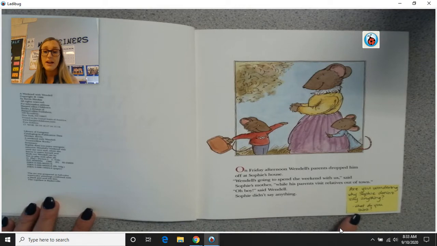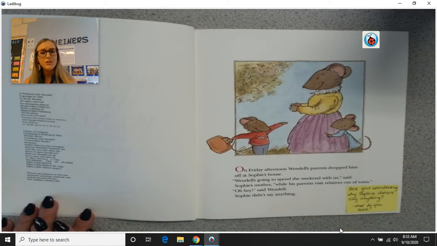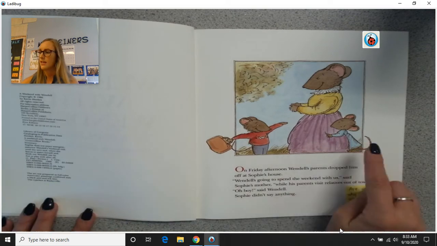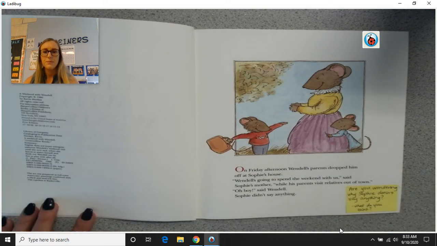So here we see I have a little note. It says, "Are you wondering why Sophie doesn't say anything?" What do you think? Wendell's very excited, but Sophie doesn't say anything. Take a look at Sophie.